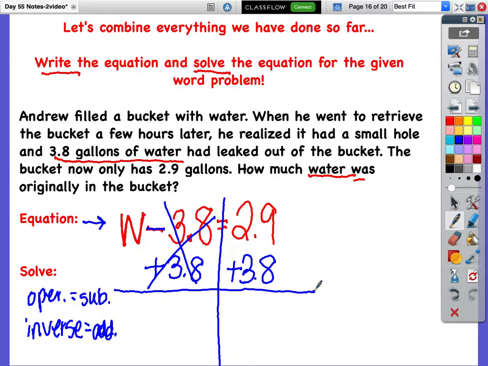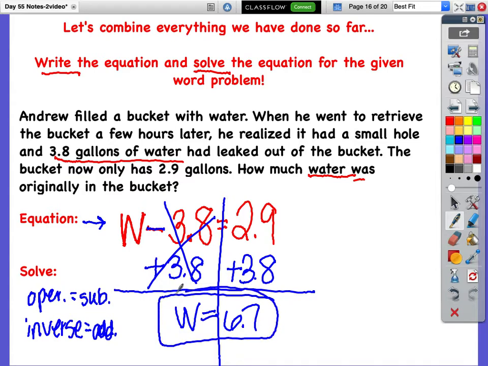Who doesn't? So we're left with W equals, let's add that up on your handy dandy calculators, and you should get W equals 6.7. What does that mean? Think about what we just solved. You might be rocking through these equations and you know exactly what to do, but go back and tell me, what does this mean? Well, I know it means W equals 6.7, but that's how much water. Remember, what were we trying to find by solving for this variable? How much water was in the bucket originally, before Andrew had any kind of leaking problems in his life. He started out with 6.7 gallons. That's what that means.